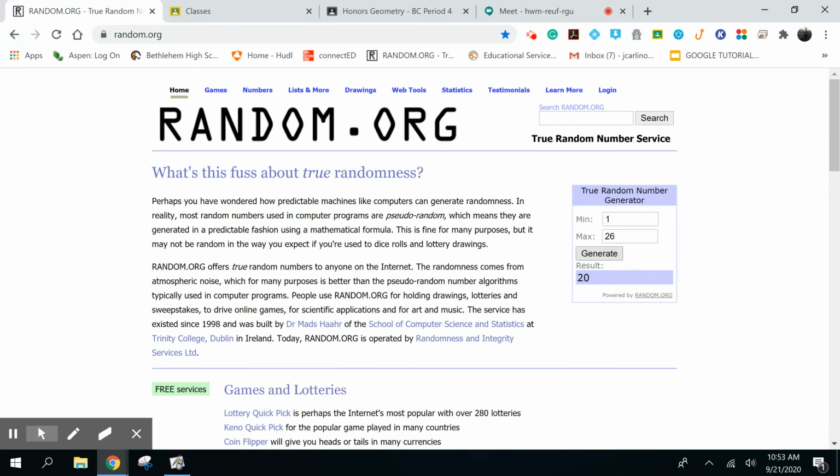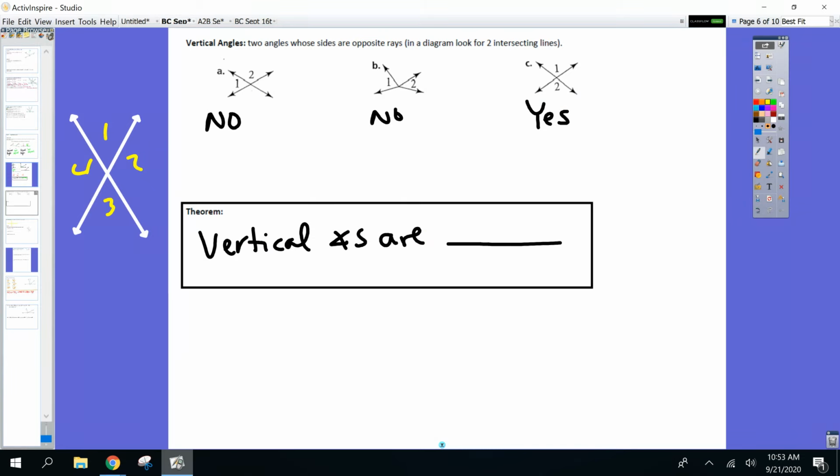Here we go. Radhika, you ready? I don't want the answer. Here's what I want. Give me a random angle measurement for angle 1 up here. 30. Perfect. If that's 30, what's angle 2 then? 180 minus 30. 150. Good job. What's angle 3 then? 30. And what's angle 4? 150.